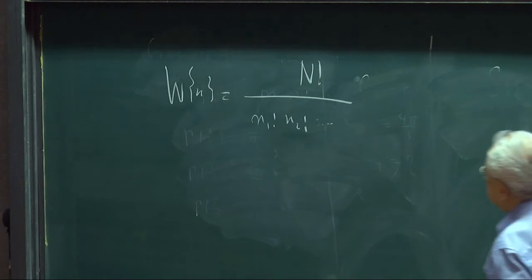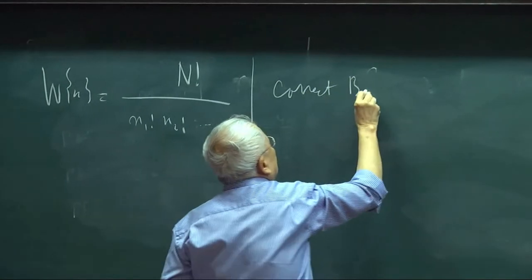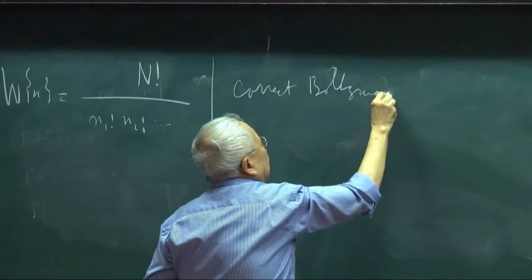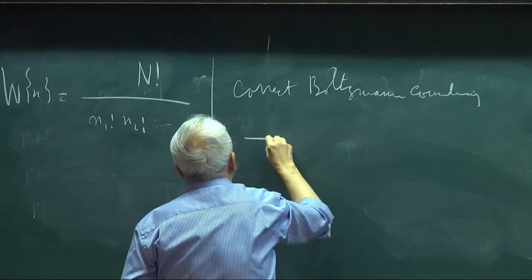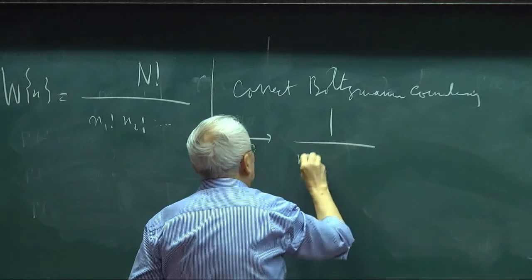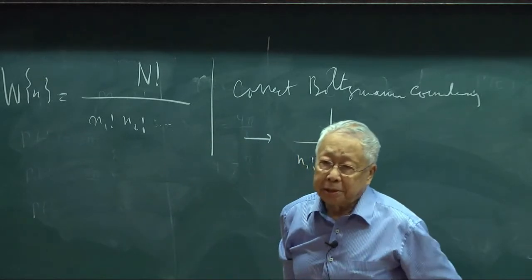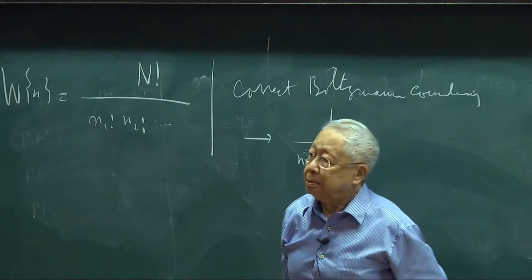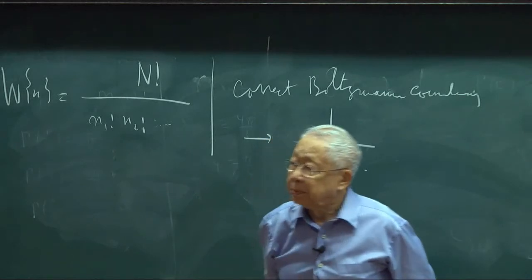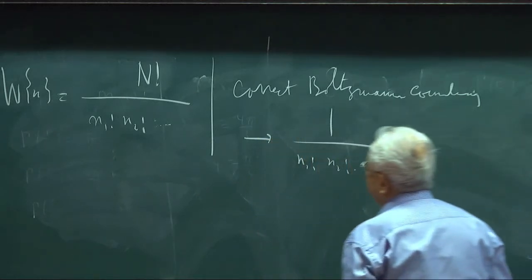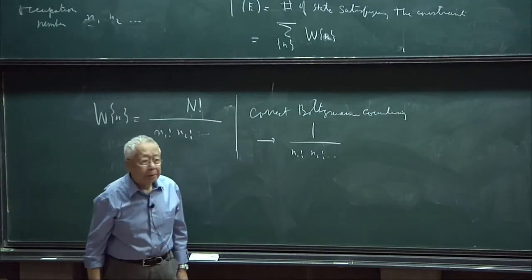And now comes the correct Boltzmann counting. It says that you must replace this by 1 over N1 factorial, N2 factorial. That you have to erase this N factorial. Now, that doesn't make any sense classically, but that's the recipe. This N factorial is the origin of the Gibbs paradox. So when you do count things classically, you just have to omit this N factorial. That's the correct Boltzmann counting.